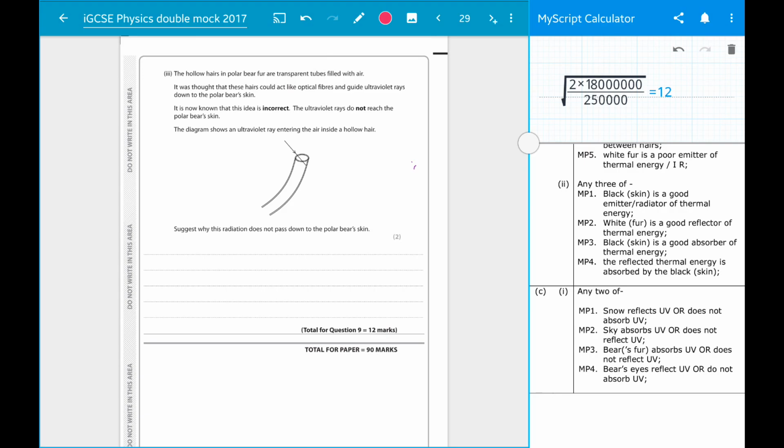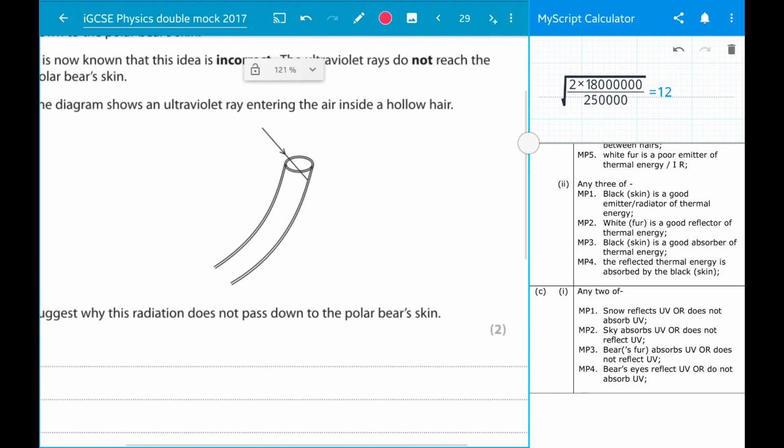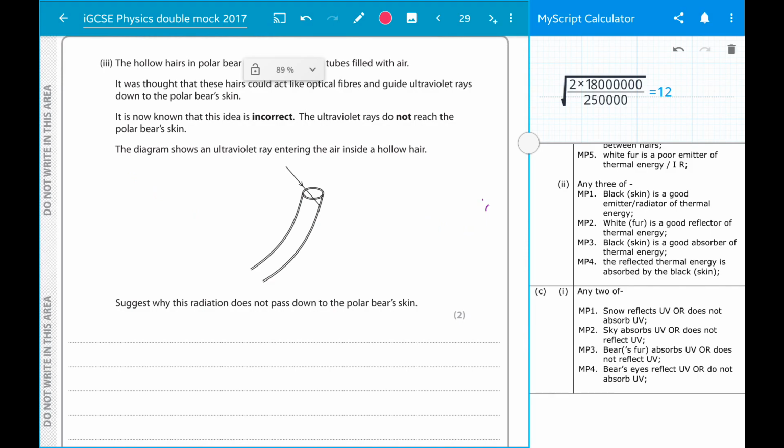The hollow hairs in the polar bear are transparent tubes filled with air. This is a really tricky part. There's a last question. You've got to essentially discuss why this doesn't happen. Why doesn't total internal reflection happen down a hollow tube? It doesn't happen down a hollow tube because it doesn't happen in air. It happens inside glass. And it happens inside materials that are more optically dense than air.